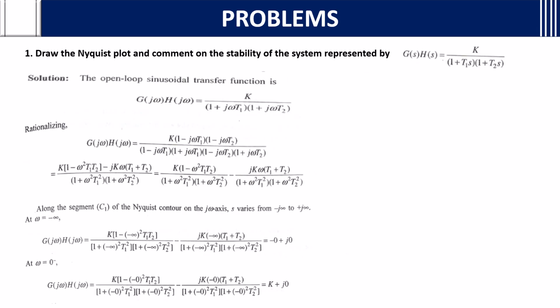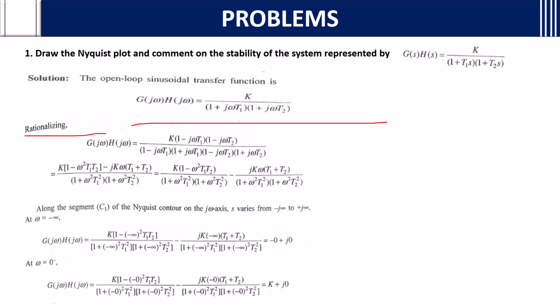Draw the Nyquist plot and comment on the stability of the system represented by this. This is the problem where you can understand more clearly. Then you'll understand the theory I told previously. The open loop sinusoidal transfer function is given as what? In place of s, you will write G(jω)H(jω) equals K by (1 plus jωT1) into (1 plus jωT2).